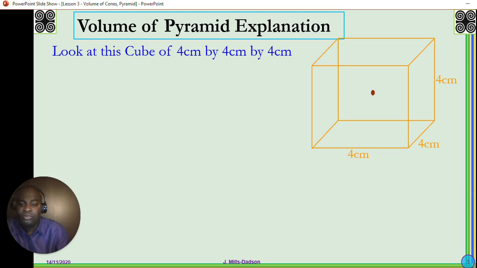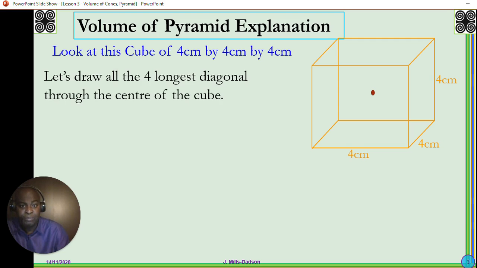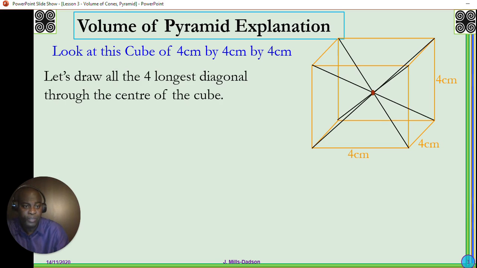Now I'm going to take you through a sort of pictorial proof of the origin of the volume of a pyramid. So I have a cube, 4 by 4 by 4 centimeters, and I'm putting through the 4 longest diagonals, 1, 2, 3, 4, and I'm going to shade a pyramid. So you can see that I've shaded a pyramid with the base 4 by 4, and the pyramid goes up to the very center of the cube.